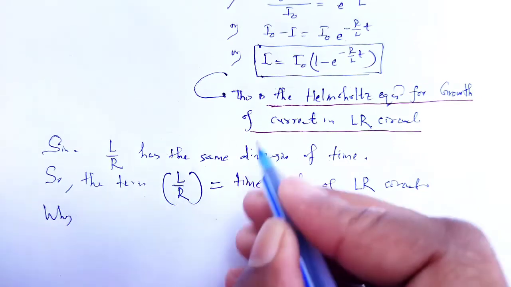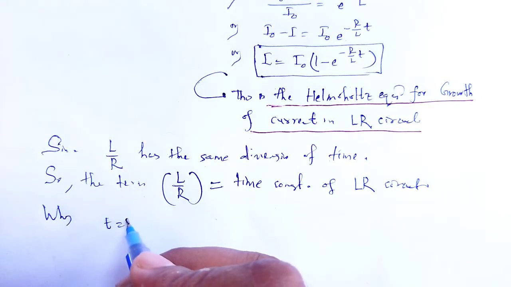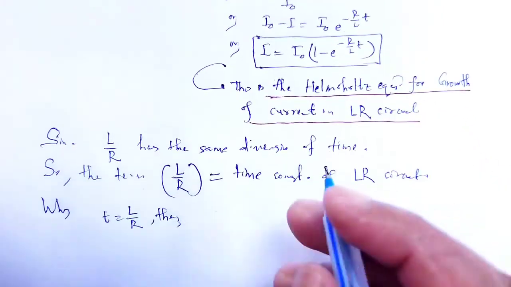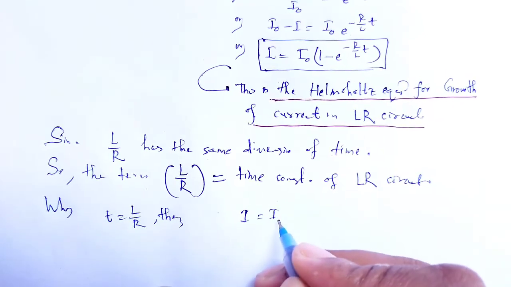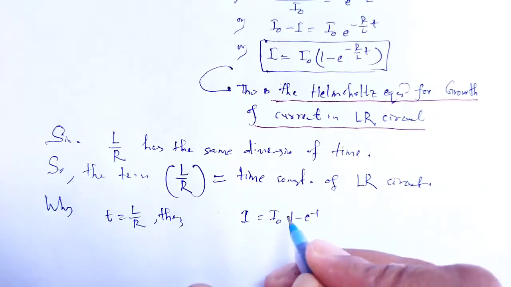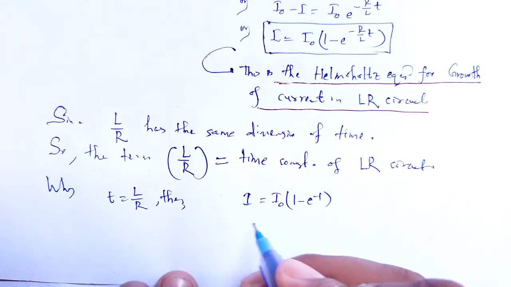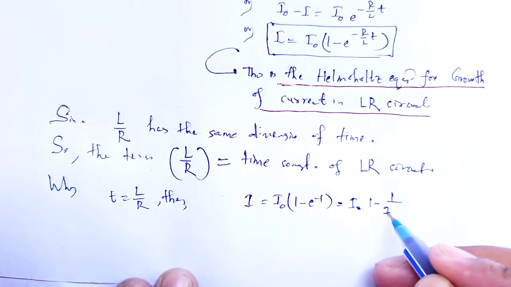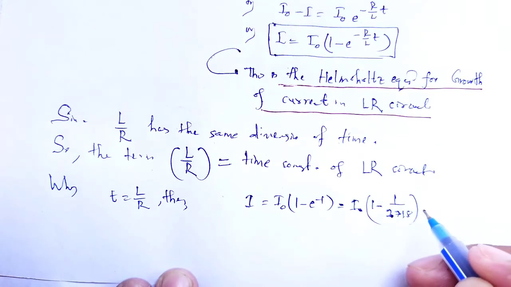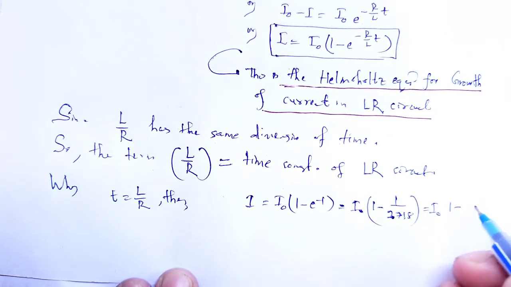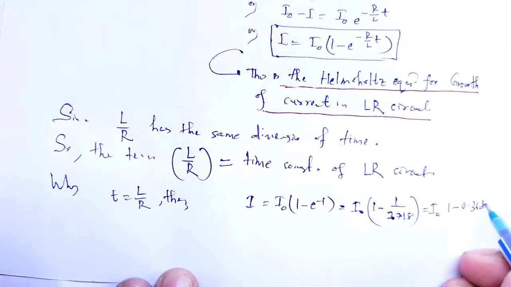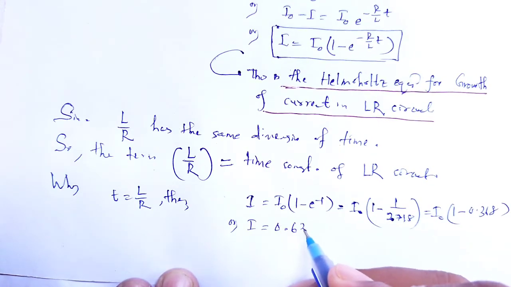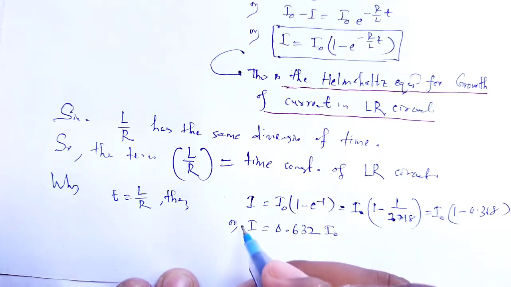When we use the condition time is equal to L by R, then putting t is equal to L by R, I is equal to I naught times 1 minus e to the power minus 1, that is I naught times 1 minus 1 by 2.718, and solving, I naught times 1 minus 0.368, and the value of I is equal to 0.632 times I naught.